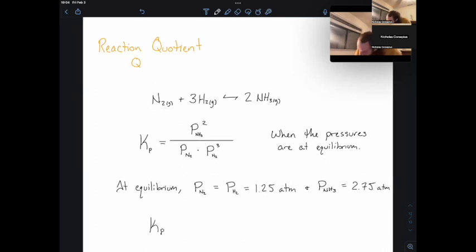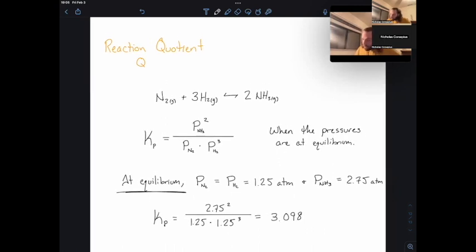So Kp equals then these equilibrium values, so the 2.75 squared divided by 1.25 times 1.25 cubed. Punch that into my calculator, and I get 3.098. Okay. So that's all well and good when I tell you that it's at equilibrium.